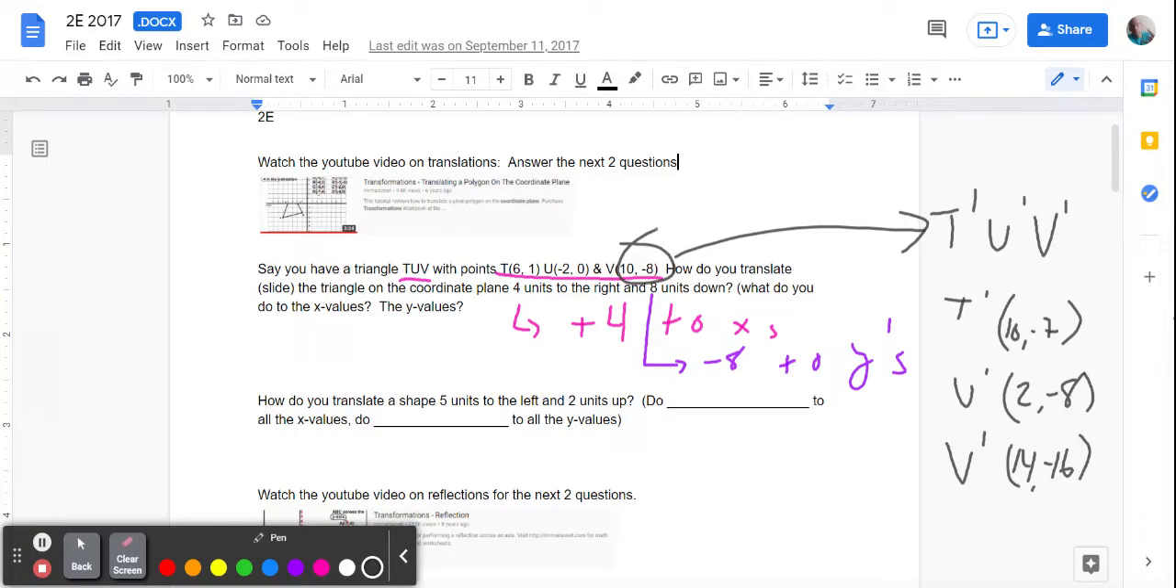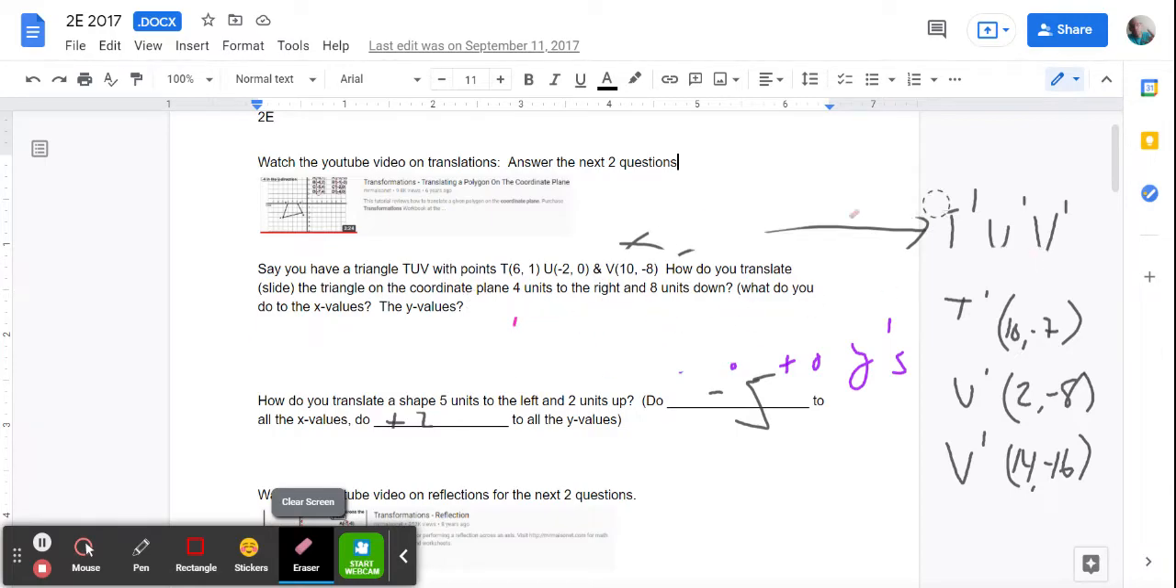So if we're going to translate a shape 5 units to the left and 2 units up, we're going to subtract 5 from the x values, because if we're going to the left, the x values are decreasing. We're going 2 units up, so we're going to add 2 to the y values. Really simple. Translation just means we're moving a shape up, down, left, right, or whatever. However much left or right we go, we add or subtract from the x's, and however much up and down, we add or subtract from the y's. Simple as that. That's the translation thing right there.